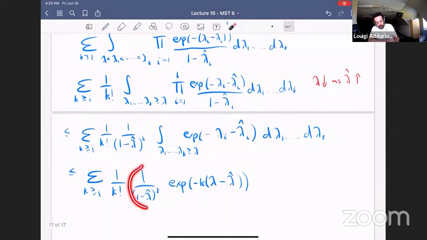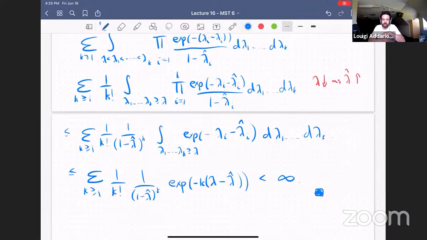So here I have some term which is exponentially either increasing or decreasing in k, but I don't care because it's beaten by a factorial term. So this whole thing is finite. That integral actually isn't very hard to bound and show that it's finite.